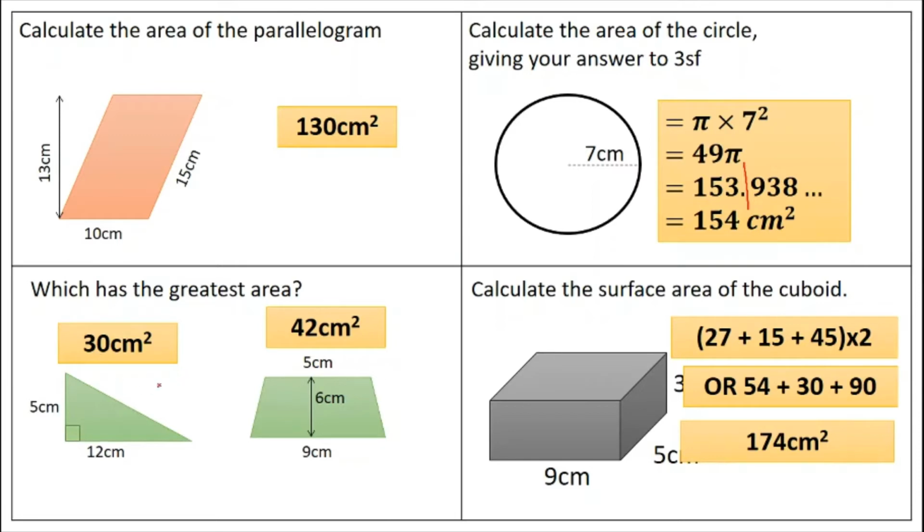Here, the greatest area, well, the triangle has an area of 30. If you got 60, you forgot to half it. And on the trapezium, we had 42 centimeters squared. The trapezium wins it. Final one, depending on how you approach this, you'll have 2 different methods, either the first or the second box probably, and then this answer here. Okay, so 174 centimeters squared for the surface area. Remember, that is all 6 faces, not just the 3 you can see. So you need to work out the first 3 and then double it in some way.